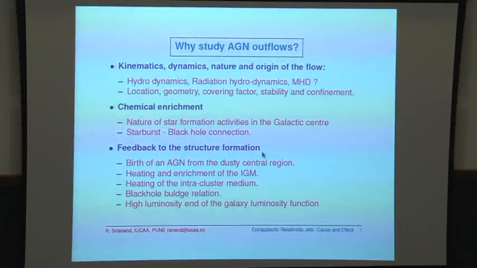So you want to understand whether these outflows trace the birth of a new AGN. If you believe that AGN is formed in a dusty region, when it forms, it shreds the surrounding material around it, and it could be a wind. People also talk about heating and enrichment of the intergalactic medium by these quasar winds. Okay, if you are heating the intergalactic medium, you can also heat the intra-cluster medium. So that's the question one talks about, the nice pictures one sees when you look at the clusters, the holes and radio emissions in them.